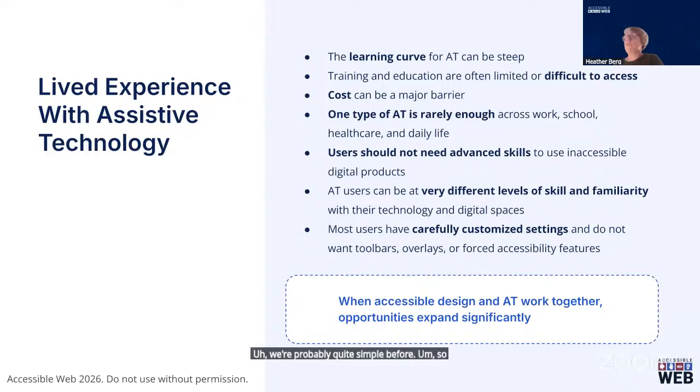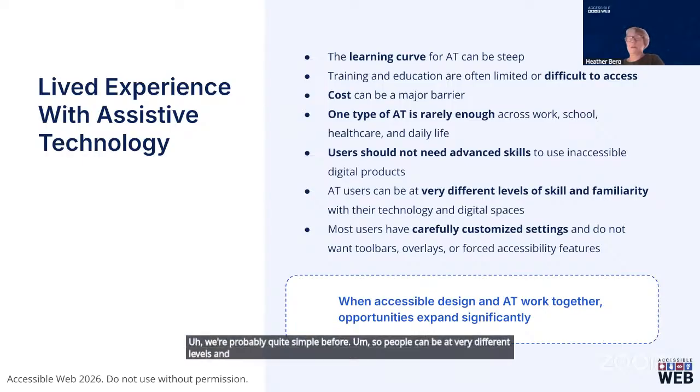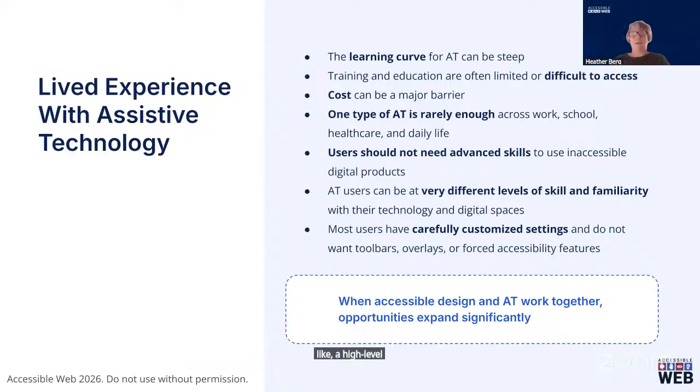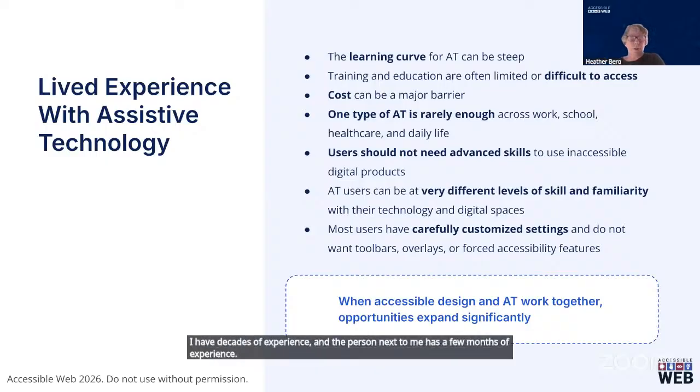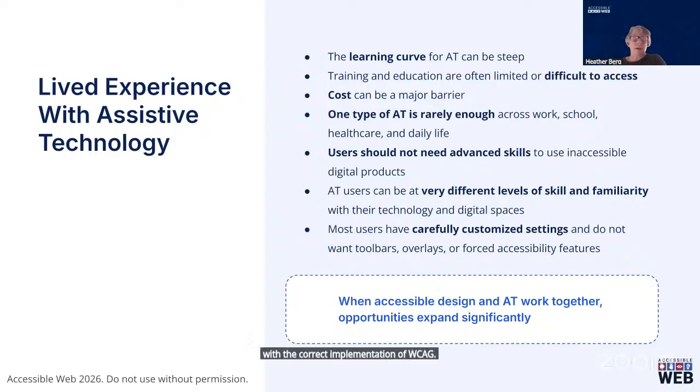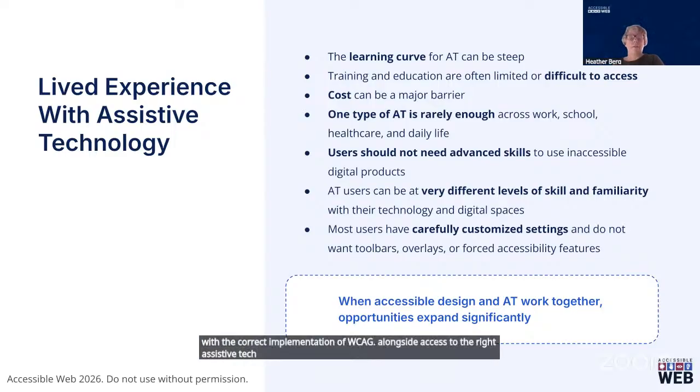So people can be at very different levels, and to that end, you shouldn't have to be a high level power user with your assistive tech just to compensate for inaccessible content. Sometimes, in fact, you can't compensate for inaccessible content by doing that. And the reality is that whether I have decades of experience and the person next to me has a few months of experience, with the correct implementation of WCAG alongside access to the right assistive tech, we should basically be having the same great experience interacting with your content.